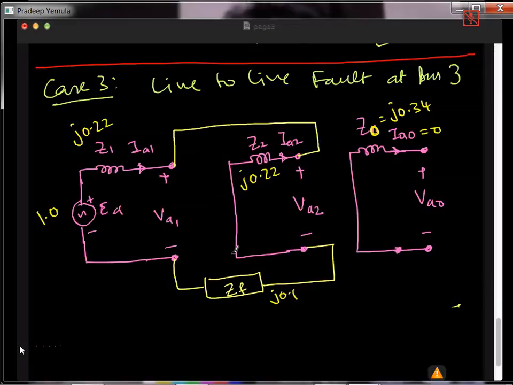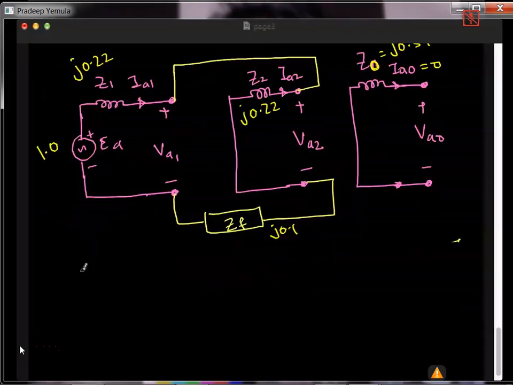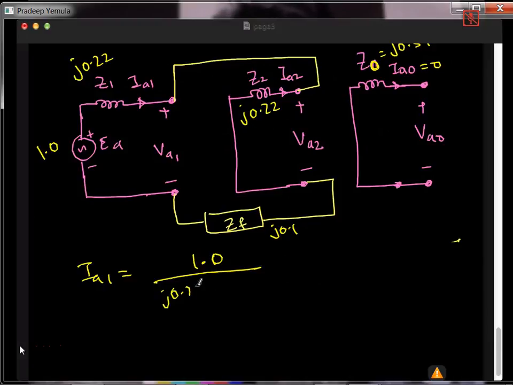So what is the total impedance? 0.22 plus 0.22 plus 0.1. So IA1 is 1.0 divided by j0.22 plus j0.22 plus j0.1. So how much is it?